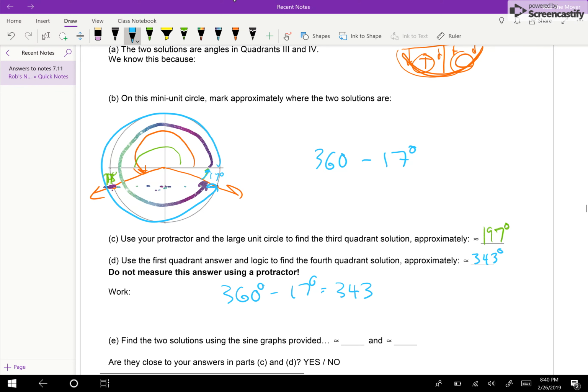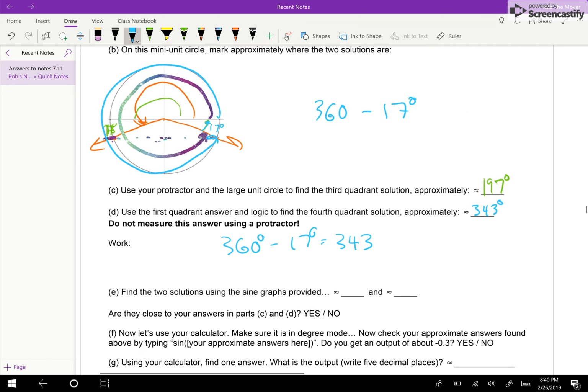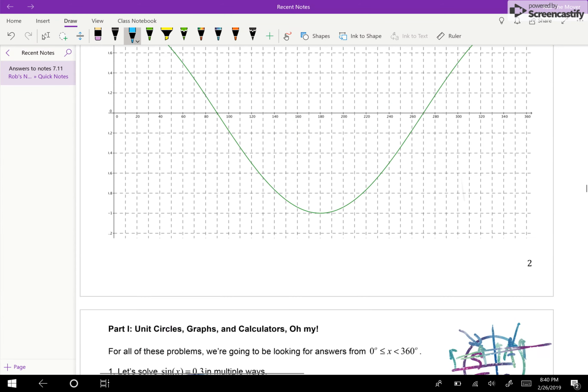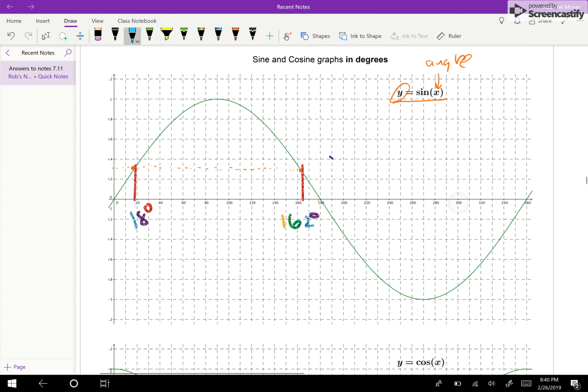Okay, find the solutions using the sine graph. So now we're going to go back up and see where the sine is equal to negative 0.3 on the graph of sine. Remember what we did there. Now we're looking for where the sine is negative 0.3. Negative 0.3 is somewhere in there. Let me see if I can draw a straight line across at negative 0.3. That's not working. Now I forgot to make my line tool.